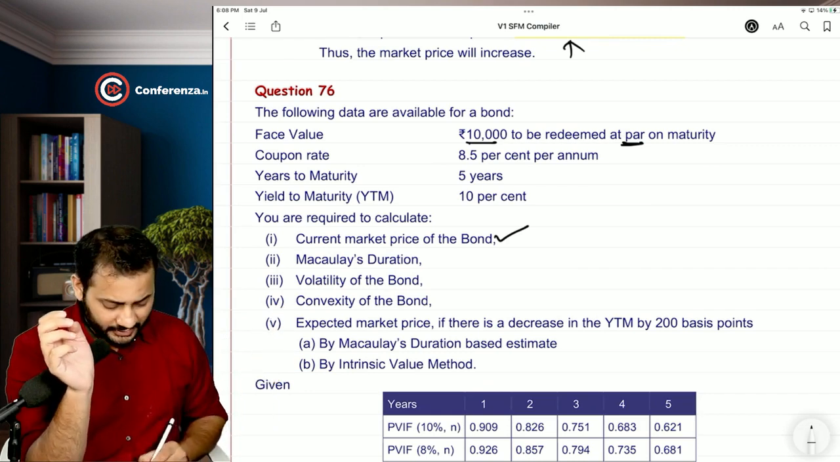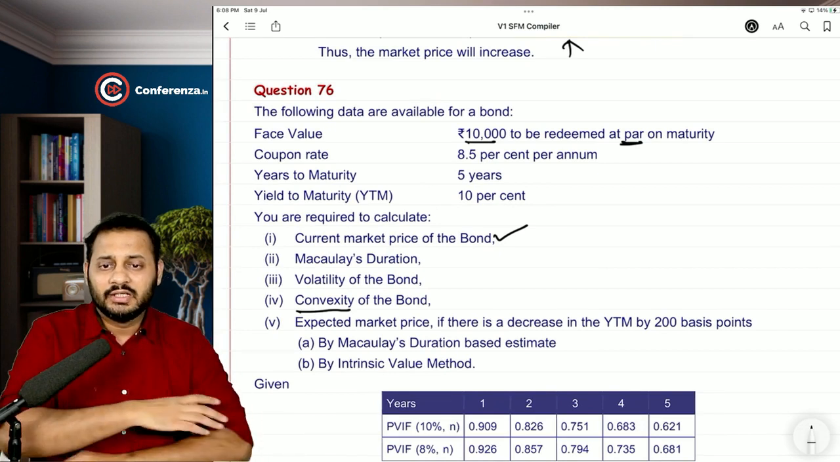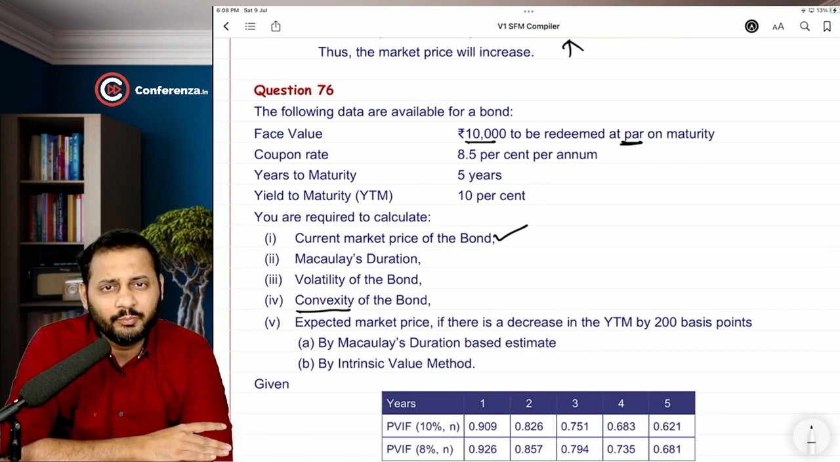Now what is the meaning of convexity? Convexity will give you the same thing as the volatility was giving you. But there was some problem with the volatility. Do you remember that problem? I will tell you that problem.